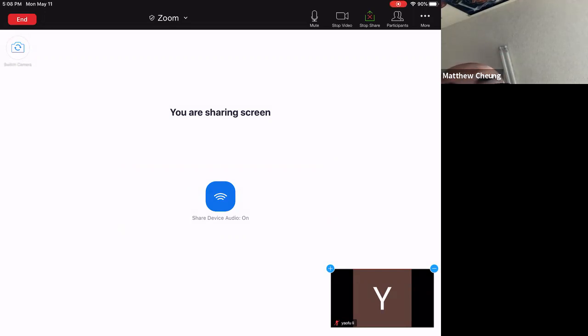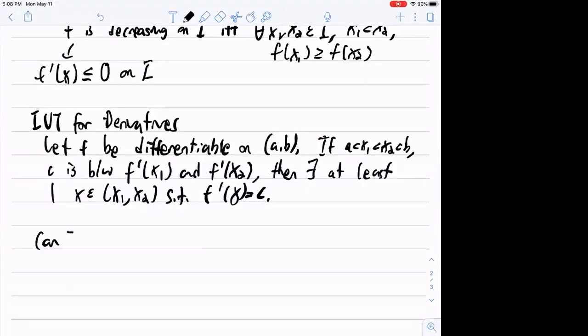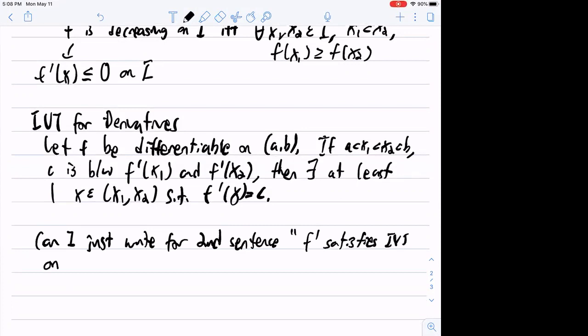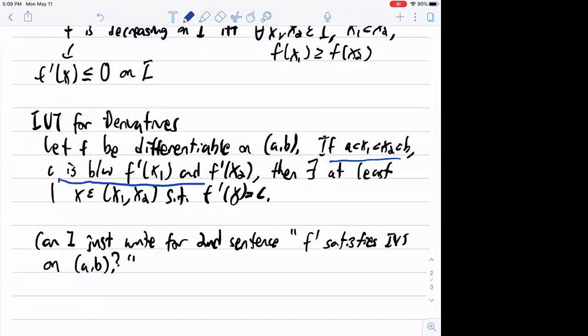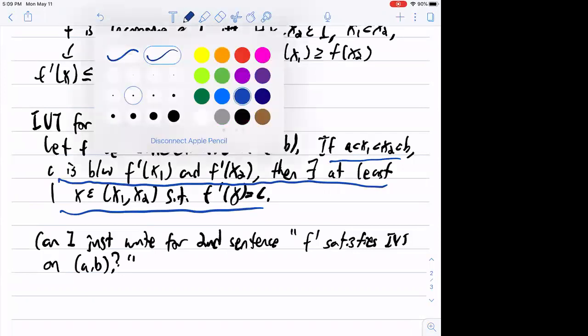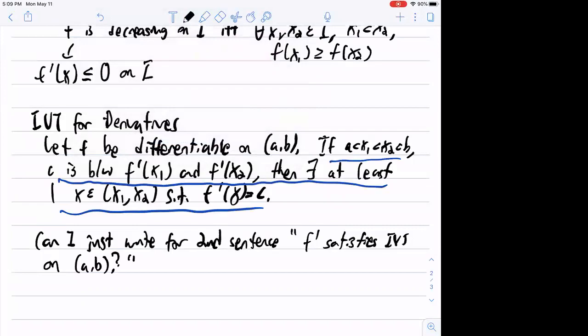I basically wrote the IVT property out, but can I just write, for the second sentence, f prime satisfies IVT on (a,b), instead of writing this long thing, which is pretty much the result of IVT? Any ideas? No? Yes?